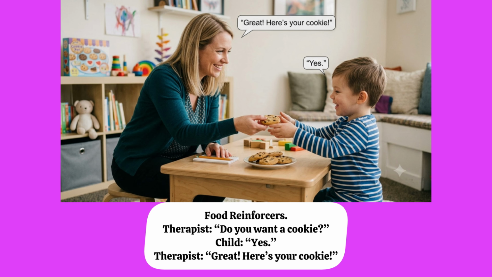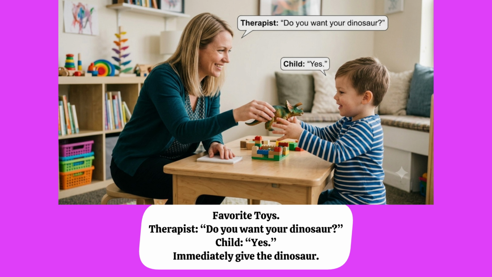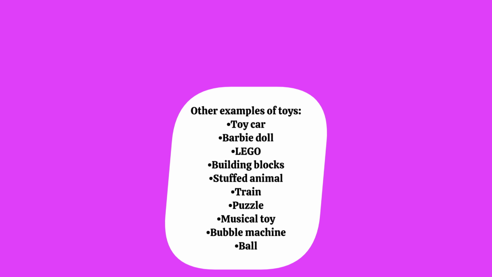Food reinforcers. Therapist: Do you want a cookie? Child: Yes. Therapist: Great. Here's your cookie. Other highly motivating foods: chocolate, chips, French fries, ice cream, gummies, popcorn, pizza, apple slices if preferred, yogurt. Favorite toys. Therapist: Do you want your dinosaur? Child: Yes. Immediately give the dinosaur. Other examples of toys: toy car, Barbie doll, Lego, building blocks, stuffed animal, train, puzzle, musical toy, bubble machine, ball.